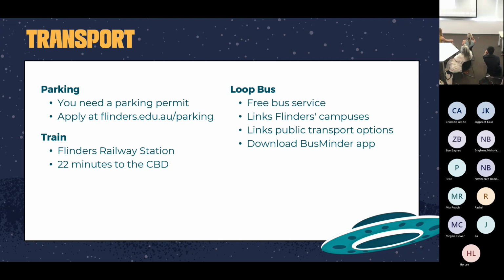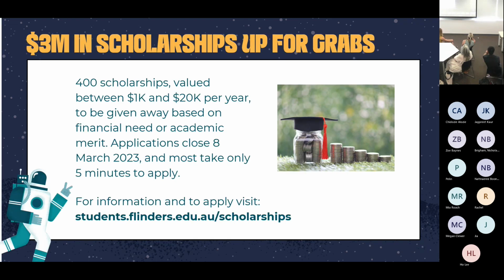The train, the Flinders railway station down at the bottom of the hill, is 22 minutes to the CBD. It's pretty good. And then there's a loop bus service that services the entire campus. How many minutes in between the buses? About 10 to 15. It's not too long at all. It's fantastic. And there are some people who park off campus and take the loop bus up. It links the Flinders campuses and the public transport options.